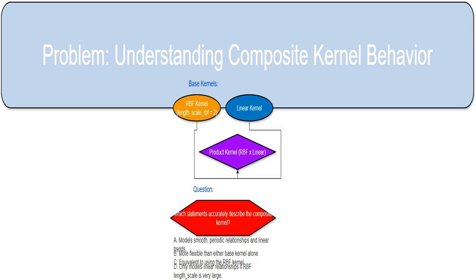This problem focuses on understanding how combining different kernel functions in Gaussian process regression affects the model's ability to capture relationships in data. I'll be looking at how a composite kernel, formed by multiplying an RBF kernel and a linear kernel, behaves. It's all about understanding the math behind the kernels and what properties they bring to the model.